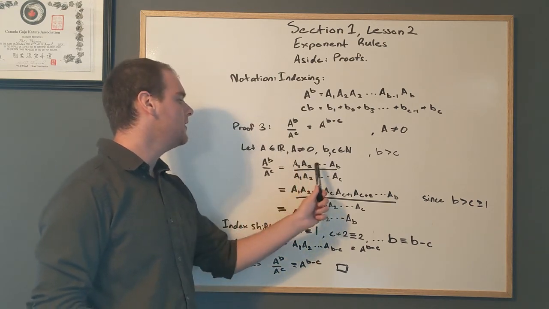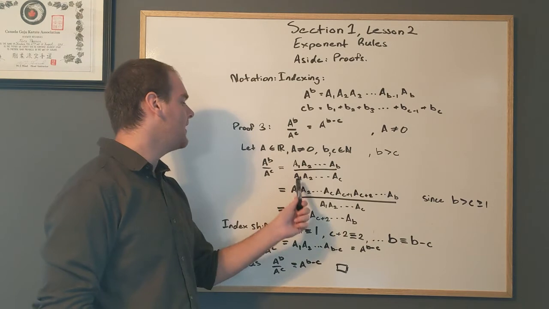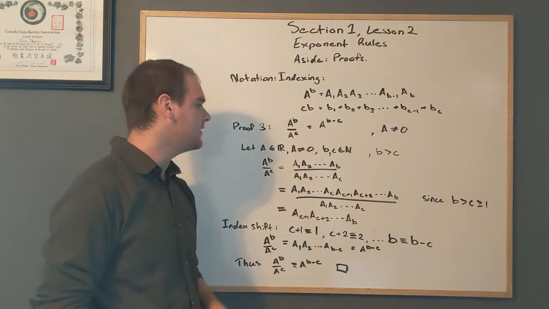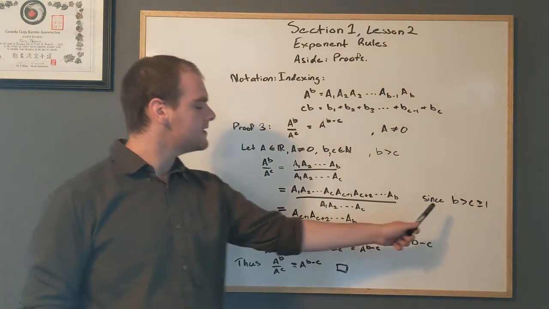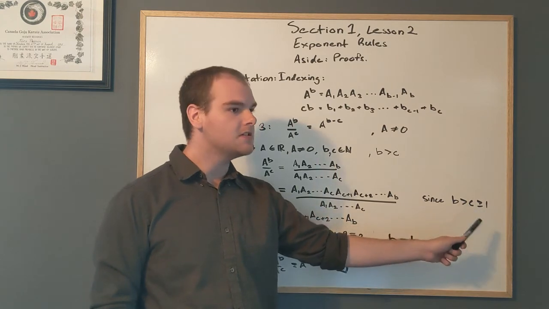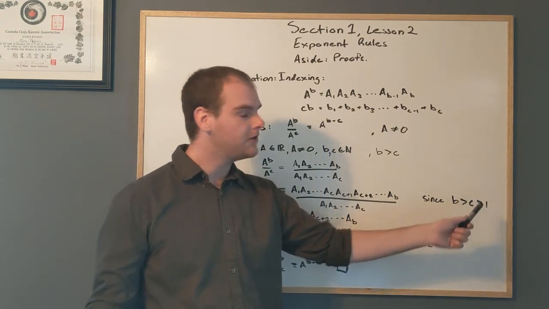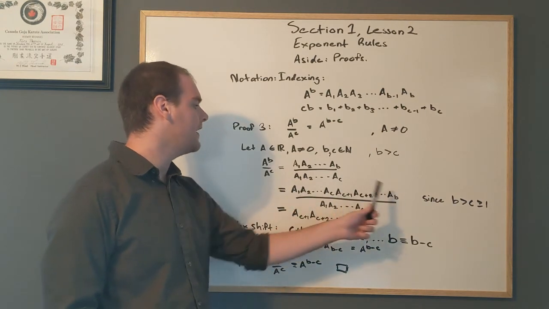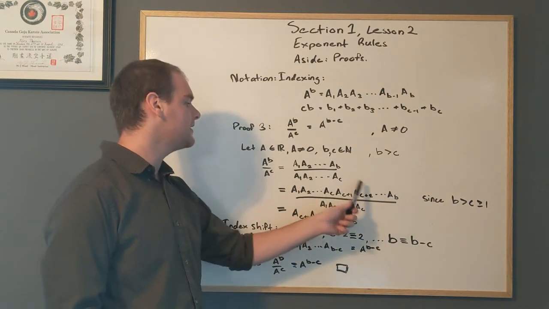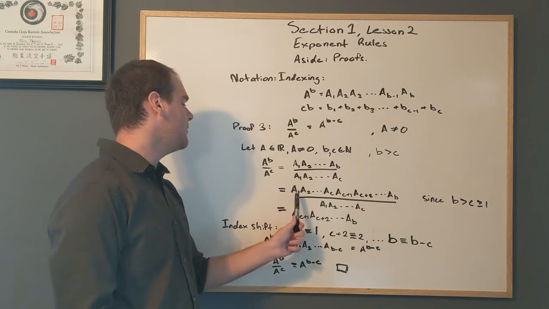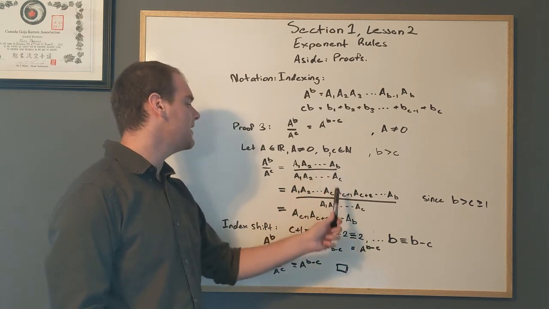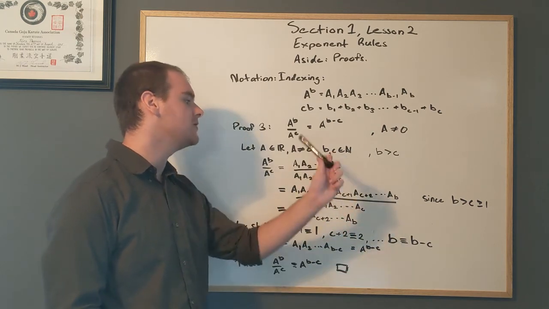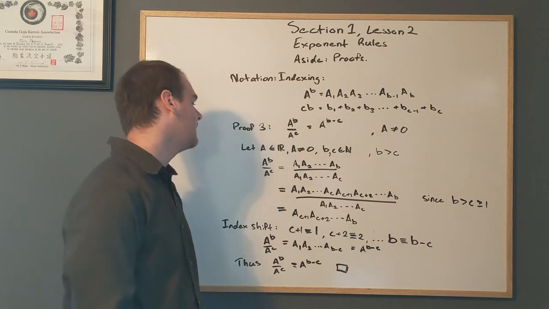We have a1 times a2 all the way to ab divided by a1 times a2 all the way to ac. Now since b is greater than c, which is a natural number, so it is greater than or equal to 1, we know that c lies somewhere between 1 and b, so we can add this little bit in the middle, where we have a1, a2 all the way to ac times a(c+1) times a(c+2) all the way to ab.